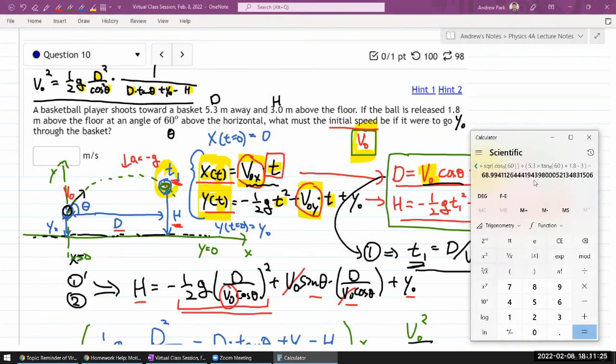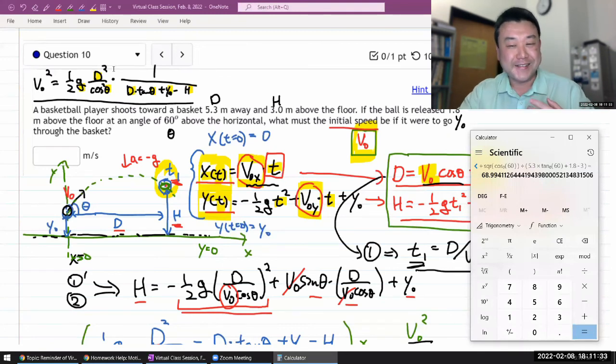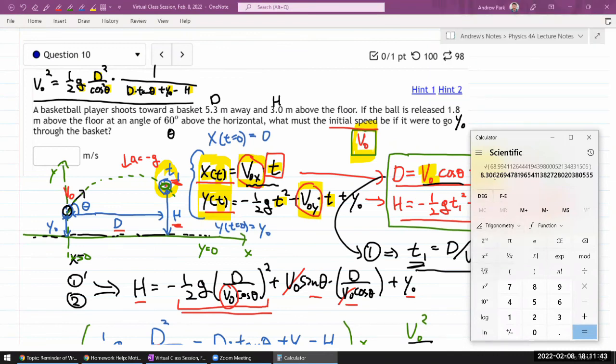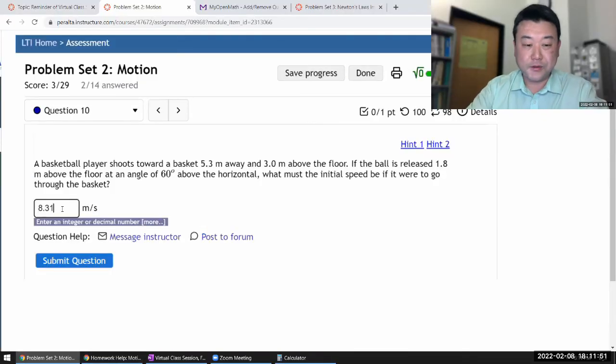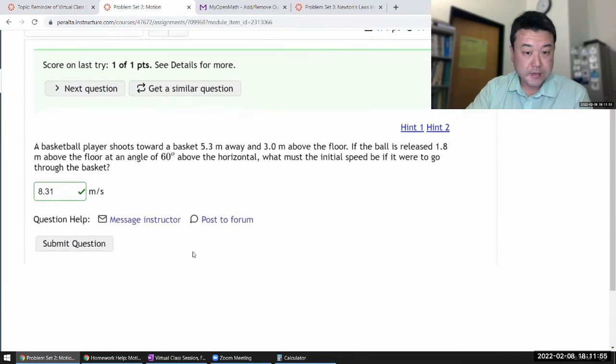So 68 point. Oh wait, that's the speed squared. That seemed way too high. That's like 120 miles per hour. That's the squared value, so I need to take the square root. So 8.31 meters per second. That seems reasonable, so that's probably right. 8.31 meters per second. And yeah, so that's it.